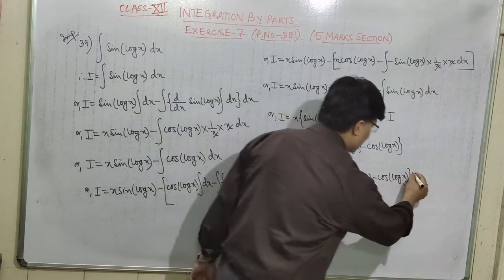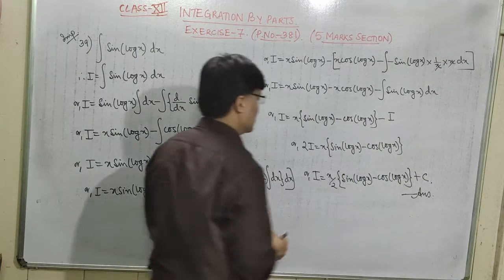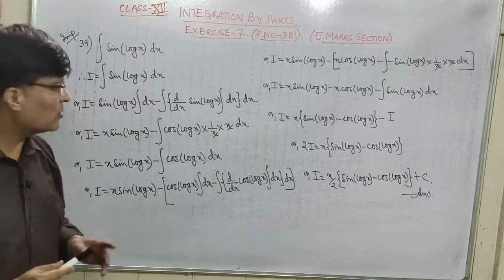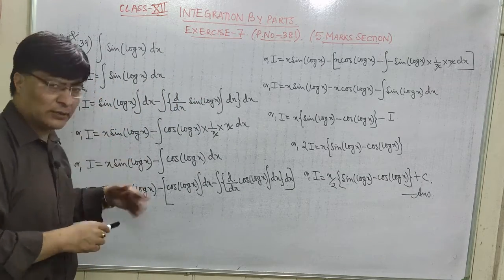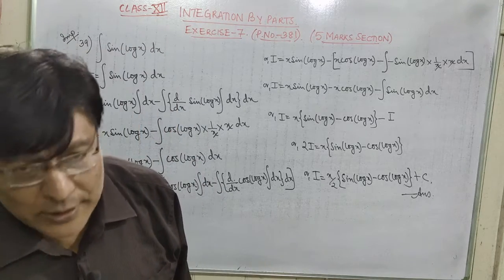So in the answer you have to write plus c as a constant of integration. So this is the final answer. So I think you have understood it. This question is very, very important. You can revise it at home. So you can copy it. Now we'll do the next question.